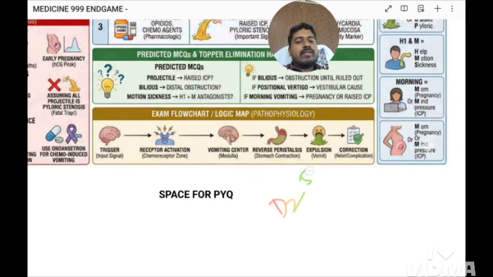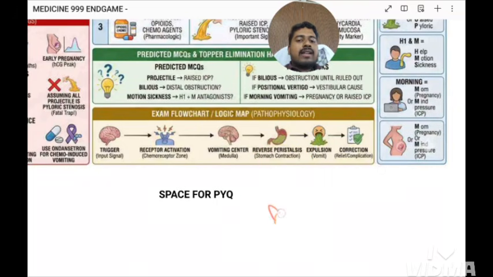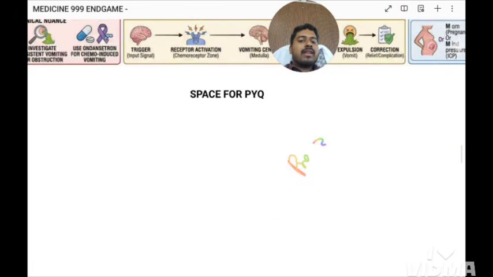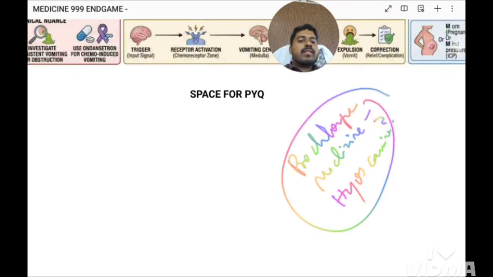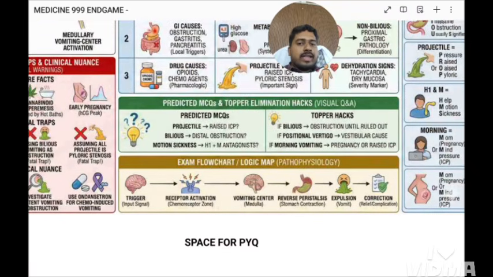Even domperidone acts on D2 and 5-HT4. These receptors are not present in the vestibular system. In the vestibular system, H1, that is the histamine 1 receptor, and muscarinic receptors are present. So you require something which can counteract that, and the drugs are anticholinergics. Drugs like promethazine, prochlorperazine, meclizine. Then you have hyoscyamine, which is nothing but scopolamine. All these are used in case of motion sickness.